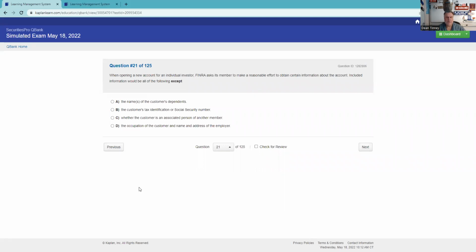When opening a new account for an individual investor, FINRA asks its member to make a reasonable effort to obtain certain information about the account, including all the following except. We definitely need the tax ID number. We definitely need to know whether you're associated with another person. We definitely need to know the occupation. What we don't really need to know is your dependents. I mean, from a financial planning standpoint, perhaps, but not actually a part of the new account documentation.